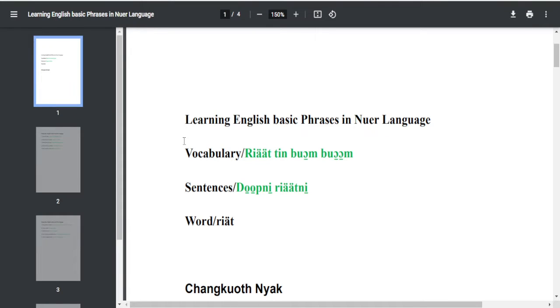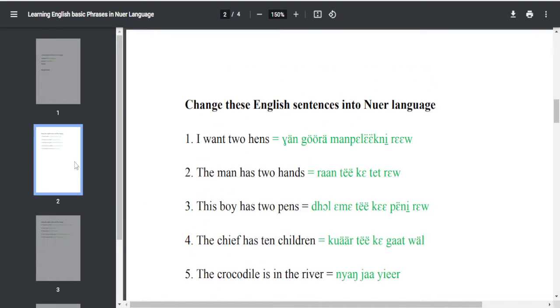Today we are going to learn some of the English basic phrases in Nuer language. Vocabulary means riäät tin bom bom. Sentences mean dobni riäni. Word means riäät. Prepared by Changkuoth Nyak. This is the first lesson. We will start from 1 up to 5 and we continue with the rest of the numbers.